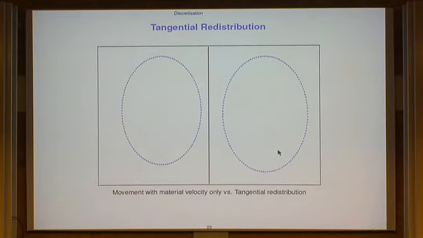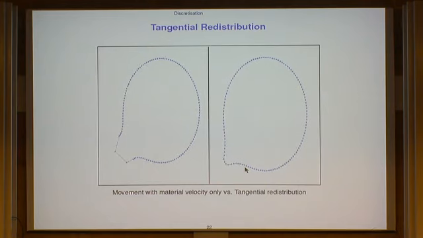Okay, so there's a PDE on the surface here, which is a Turing-type reaction diffusion system, and the initial conditions are a symmetry break. But this was just an example cooked up to show why this tangential redistribution is useful.